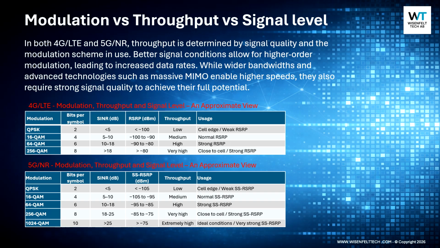In the diagram below, we have summarized the relationship between signal strength, signal quality, and modulation. This helps illustrate how these factors are interconnected and how they influence each other. Understanding this relationship is key to achieving optimal performance in both 4G and 5G connections.